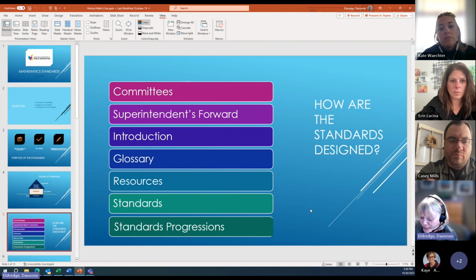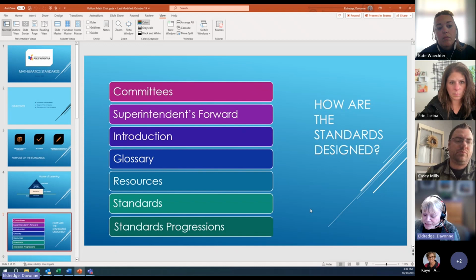And then the math and the ELA standards have a new feature that we didn't have in other standards, a standards progression, which is at the very back of the standards. And we'll talk more about that a little bit later. It also contains appendices, which have some of the key mathematical concepts identified, and it's got some good resources to help teachers as they're going through and teaching the standards.